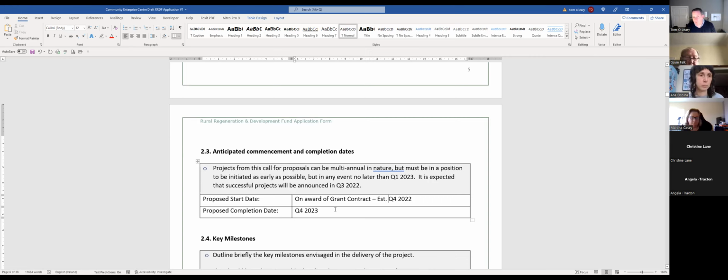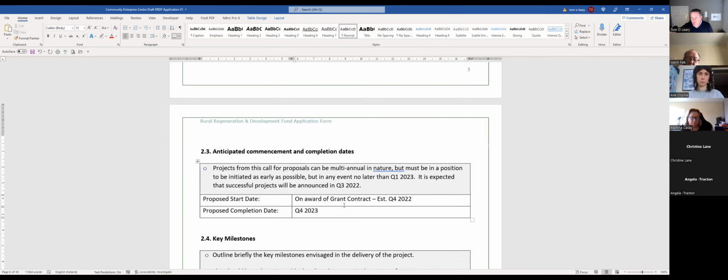Normally building projects, between tendering and procurement and the actual building, would take at least 12 months. So we put in something relevant there. Why they ask for a start date and completion date is that most funds that are available would have to be spent within a time period from a funding point of view.